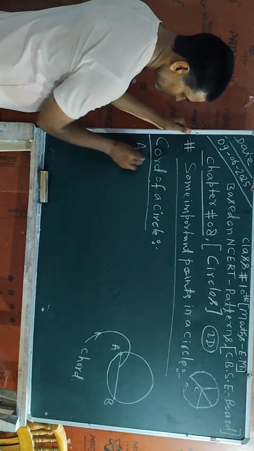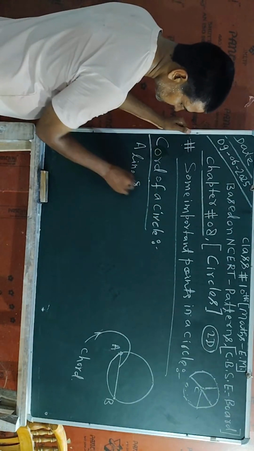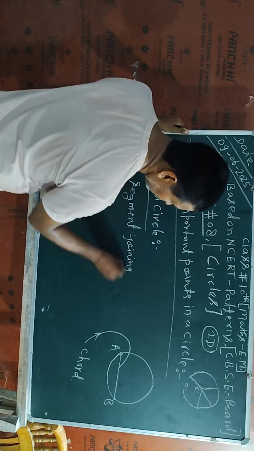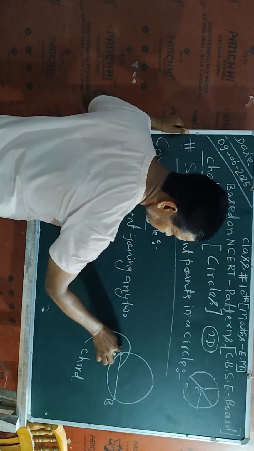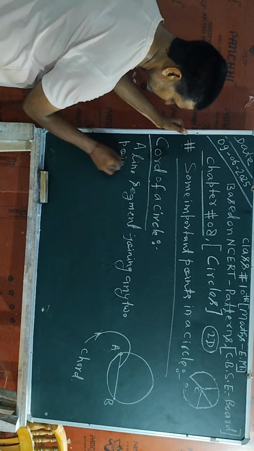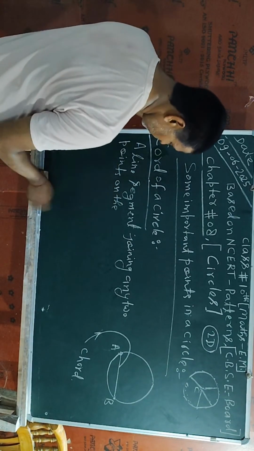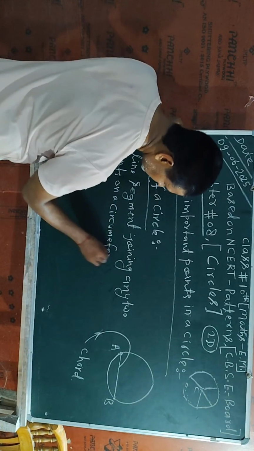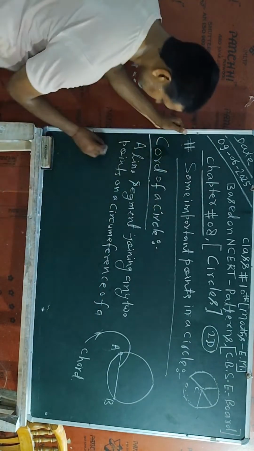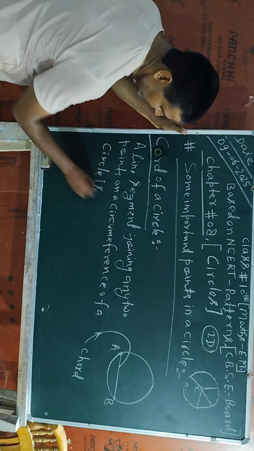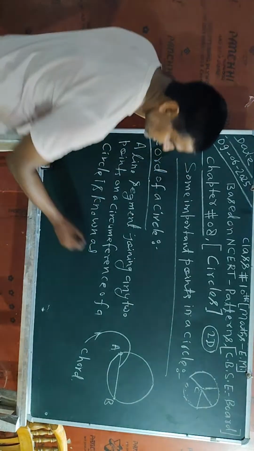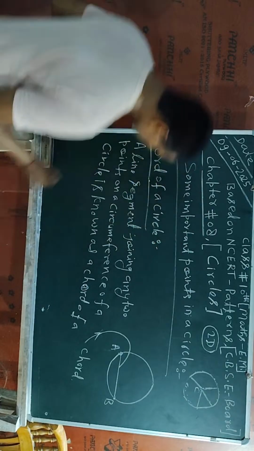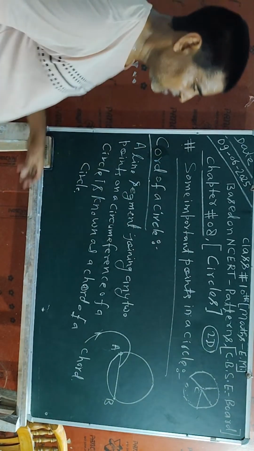So I will write this in the definition. A line segment joining any 2 points on the circumference of a circle is known as a chord of a circle.